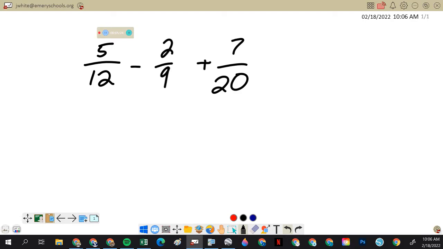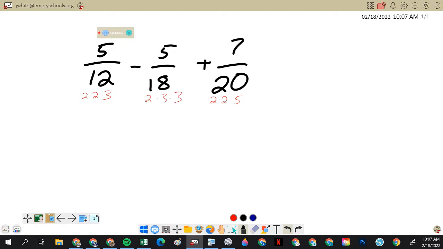Now, doing that in your head is a little complicated. Finding numbers that 12 and 9 and 20 all go into. But let's look at their prime factorizations. So this is 2 times 2 times 3. And this is 3 times 3. And this is 2 times 2 times 5. Oh, do I want to? Yeah, let's change this into an 18. Let's say 5/18. 2 times 3 times 3.